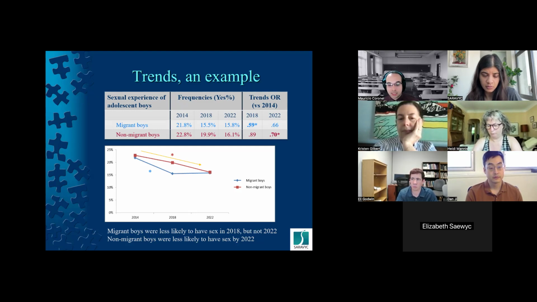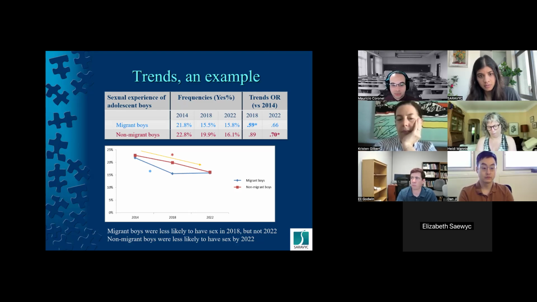So I highlighted in our graph what that looks like. We're comparing 2014 as the yardstick, and for migrant boys, 2014 to 2018 showed a significant decrease over time. So almost half as likely compared to 2014. But then 2022 wasn't significant as a difference. So 2022 is not as significantly decreased compared to 2014, but 2018 was.